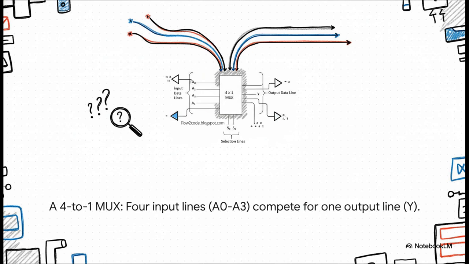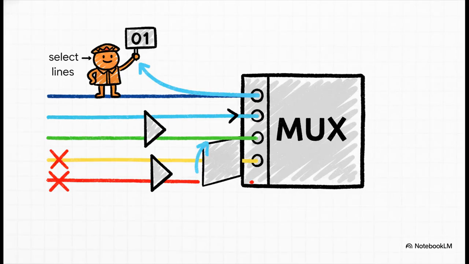So who or what decides who wins? The secret? It all comes down to these things called select lines. Think of them as the traffic cops. They receive a command, basically a little binary code, and based on whatever that code is, they open the gate for one specific input line and tell all the others to wait.